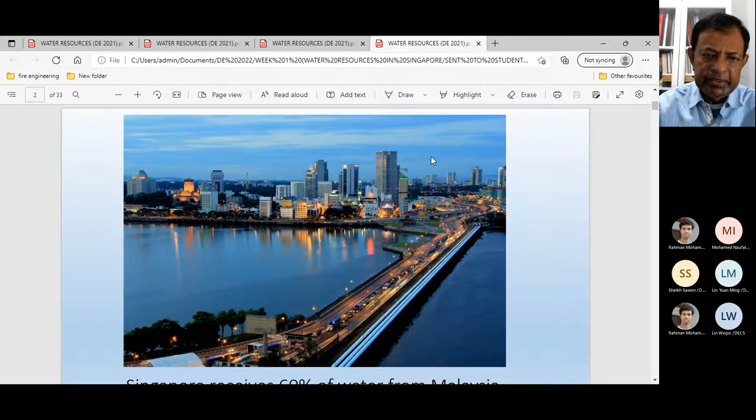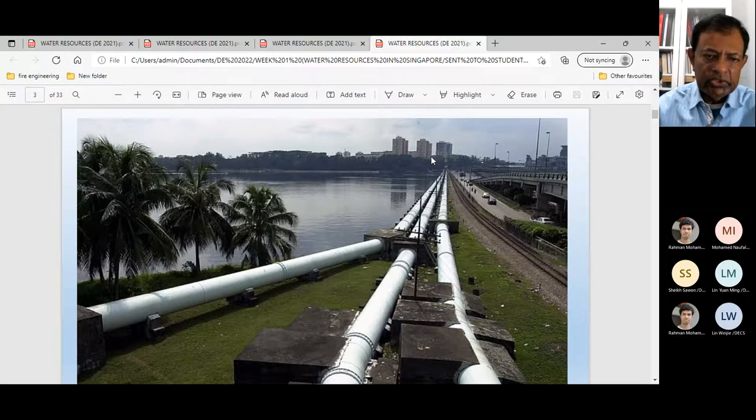Okay, so you can see in this slide there are three pipelines across the causeway transporting water from Malaysia to Singapore. This is how the drinking water, particularly the water resource from Malaysia, is brought into Singapore through these three pipelines. You can see that these pipelines are also fixed with thrust blocks, which are concrete sections that hold the pipe when the water is traveling through the pipe. Again, you can see three pipes there. That's the same pipes which I showed you in the previous slide.